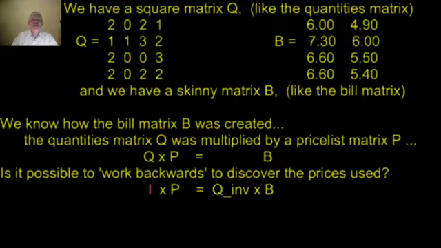So what I can do now is say I times P is equal to Q inverse times B. I can just get rid of that I because it doesn't do anything, and we're just left with P equals Q inverse times B. So that's basically a really simple way we can use to find what the price list was that created the bill matrix B from the quantities matrix Q. We'll first need to find out what the Q inverse is, and then multiply that by the bill to come up with the price list that we're wanting to find. So let's go and do that now.